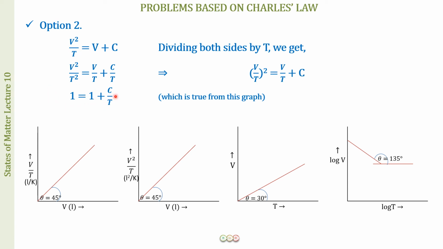So 0 is equal to c by t, or you can see that c is going to be a constant and the value of c is going to be 0, which means that this is going to cut the y-axis on the origin. So that it is doing, the value of theta is 45 degree, and this is what we are getting. So this is going to be correct, right?